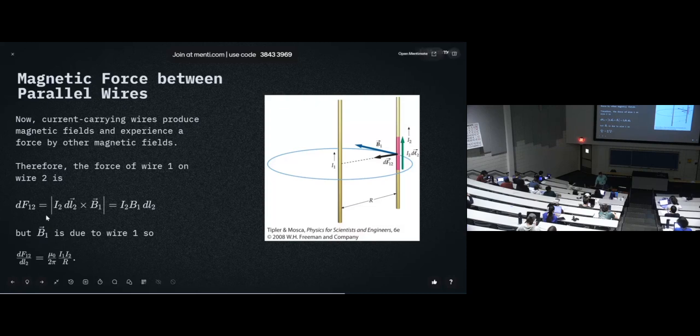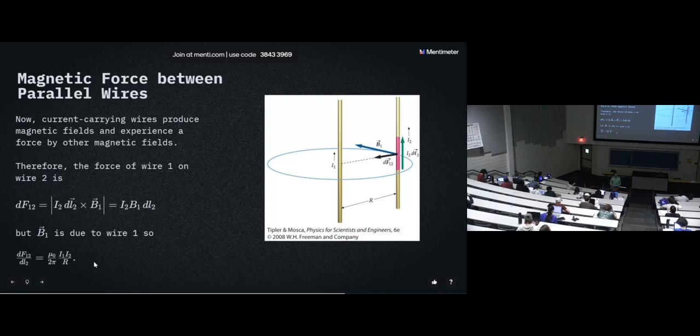So what this is saying, the differential force acting from current 1 onto current 2 is equal to I2 crossed into a differential segment of I2, crossed into the magnetic field produced by wire 1, but B1, as we've already discussed, B1 is due to wire 1.